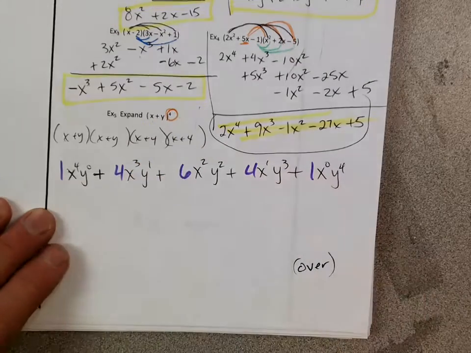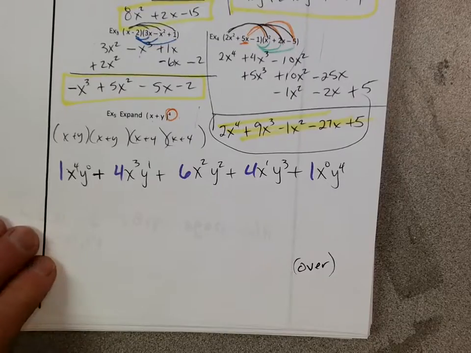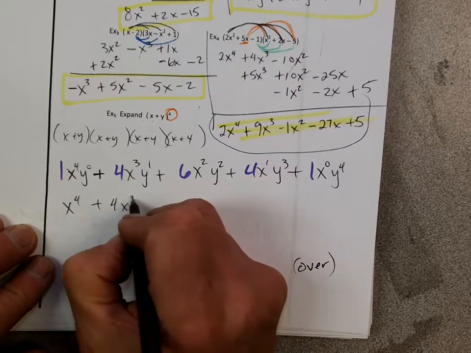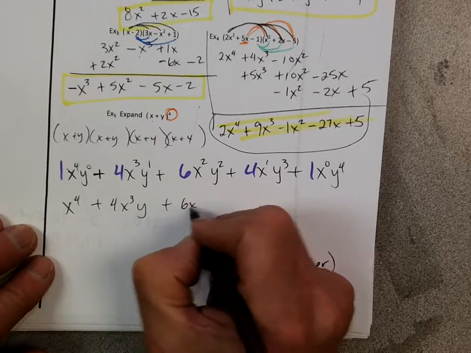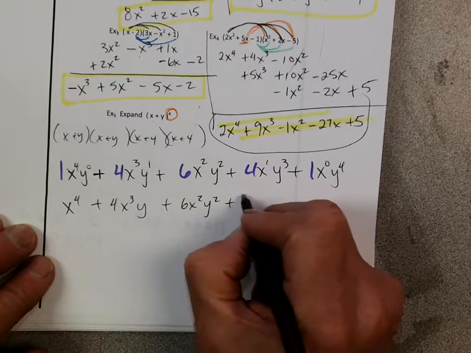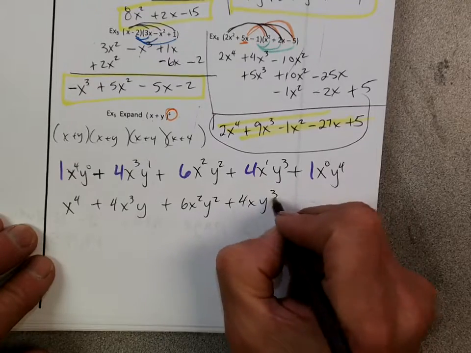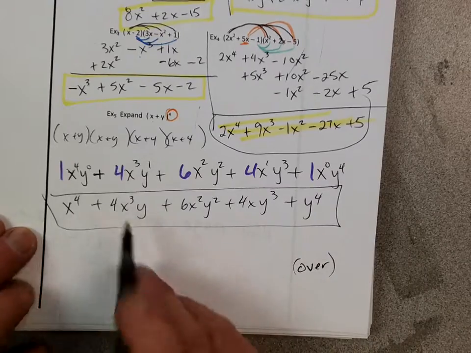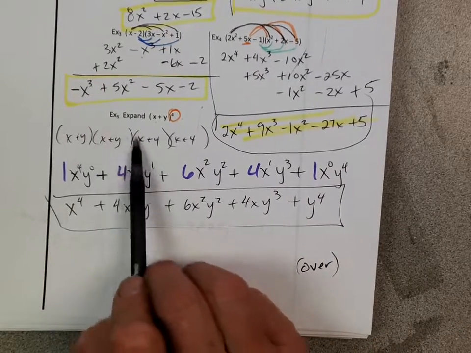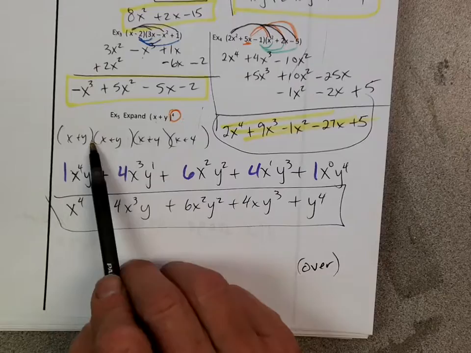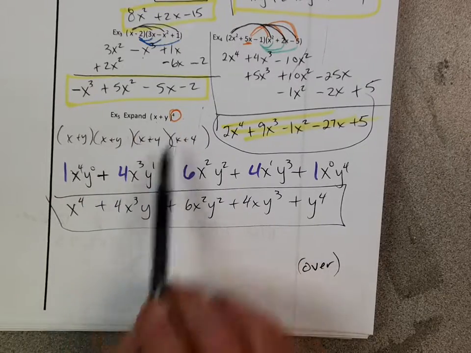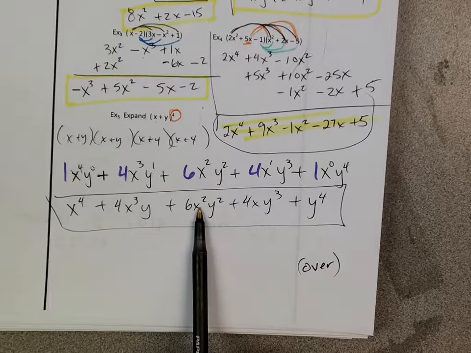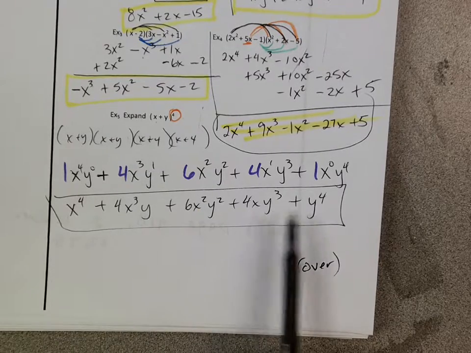And if you did do a huge, ugly FOIL, the answer would be x to the 4th plus 4x cubed y plus 6x squared y squared plus 4x y cubed plus y to the 4th. If you were to multiply and FOIL and FOIL, combine all your terms, get everything together, it would just be x to the 4th plus 4x cubed y plus 6x squared y squared plus 4xy cubed plus y to the 4th.